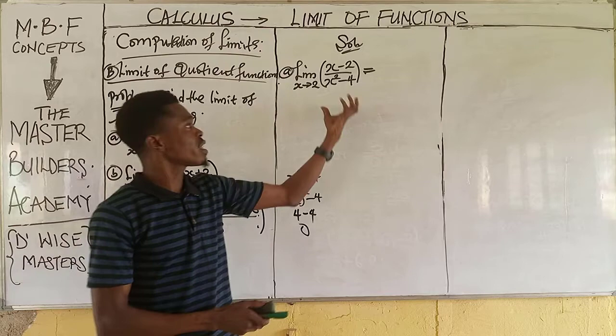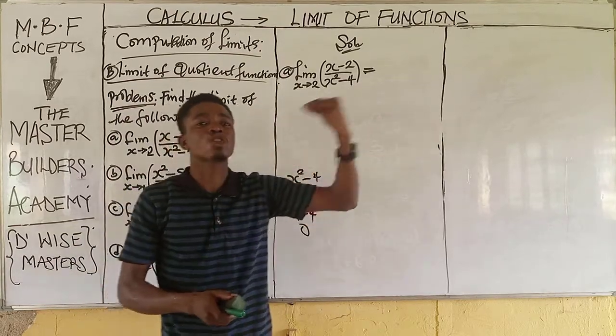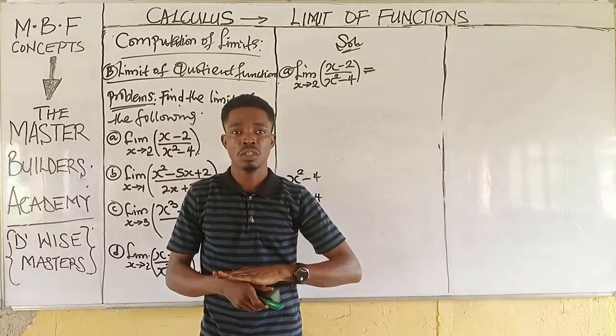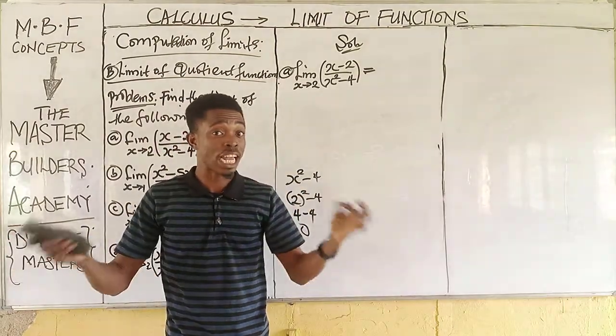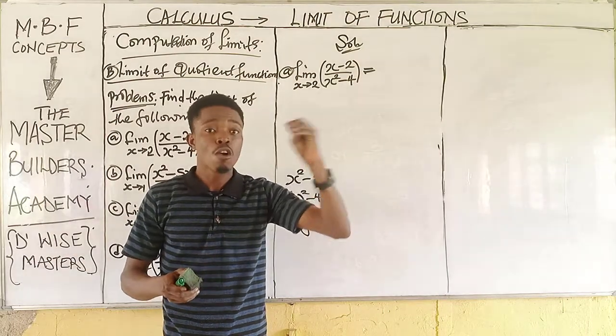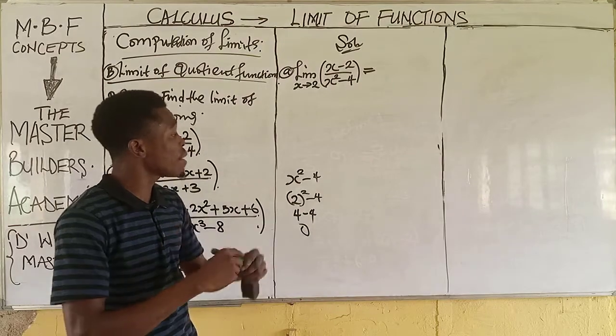So now that we have undefined, it is either we use the factorization method so that we can cancel out the common factors, or we use L'Hospital. And like I said, now we are going to be using L'Hospital because this is more profitable for objective students. Now, how do I use L'Hospital?